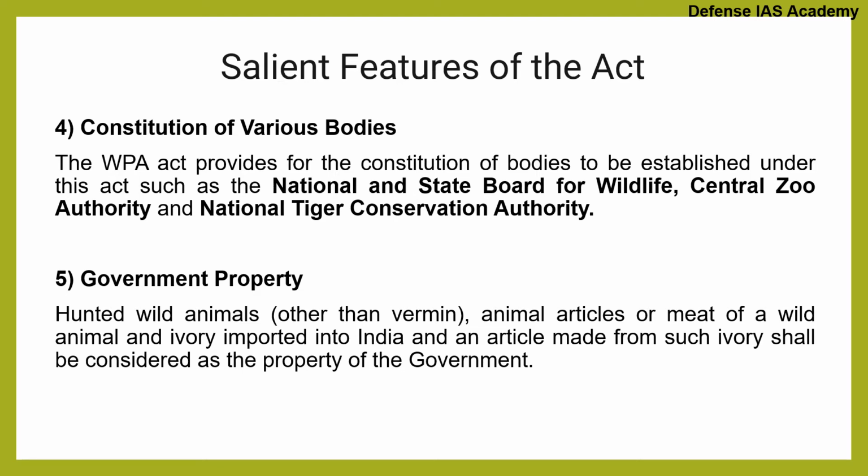The fifth property or feature is government property. The hunted wild animals or other vermin, animals, articles or meat of a wild animal and ivory imported to India and an article made from such ivory shall be considered as a property of the government. That is the next feature of this act. So, whatever you get from a wild animal, either hunted or killed, it is considered as the property of the government.